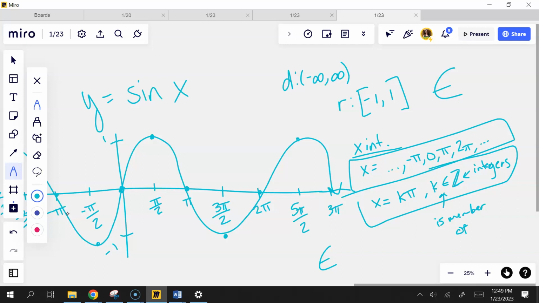The x-intercepts keep repeating because it's cycling through, right? Y-intercept is just 0. All right, extrema. I have a lot of extrema, right?